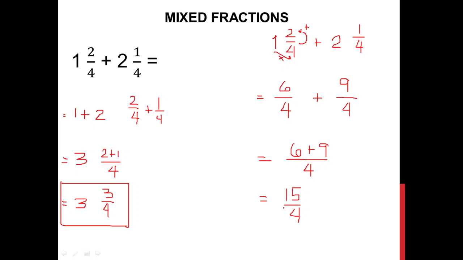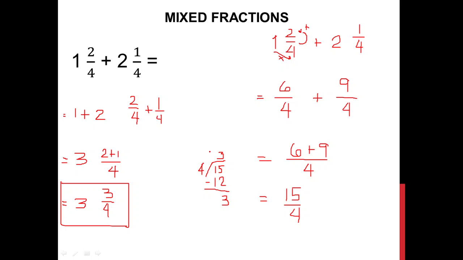So 15 over 4, all we need to do is to divide 15 by 4. So how many 4s are there in 15? There are 3. 3 times 4, that's 12. 15 minus 12, that's 3.